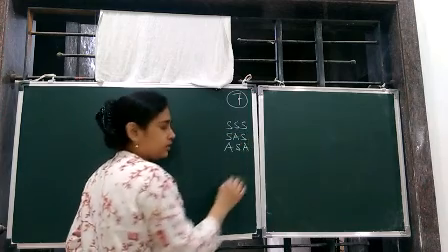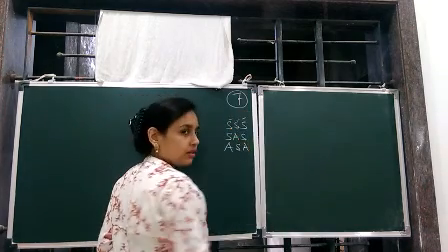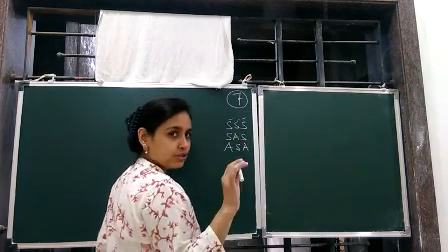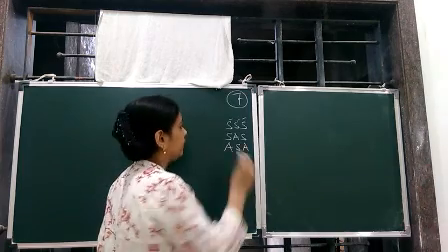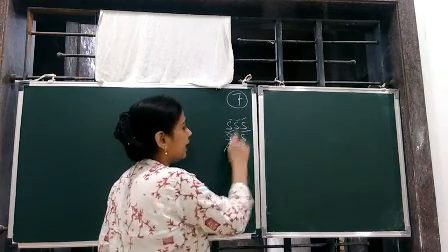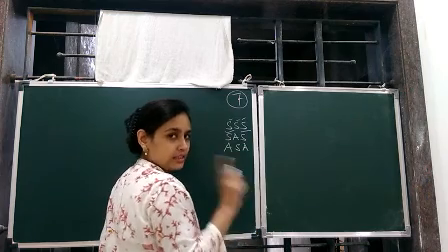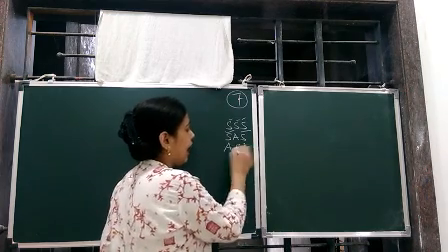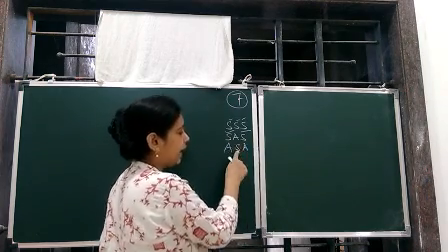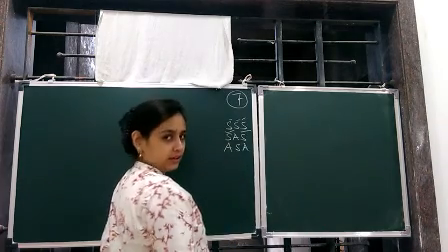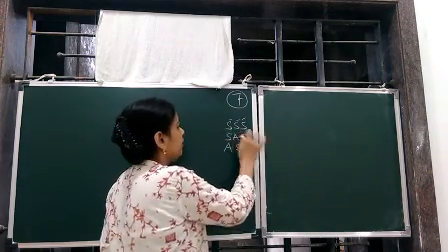Let us revise this. Side: all the three sides of both the triangles should be equal, corresponding. Here, two sides and the angle between them. You can see A is written in between. So, two sides and the angle between them. And then angle side angle, that means two angles and the side between them. Okay, this is how you can remember.